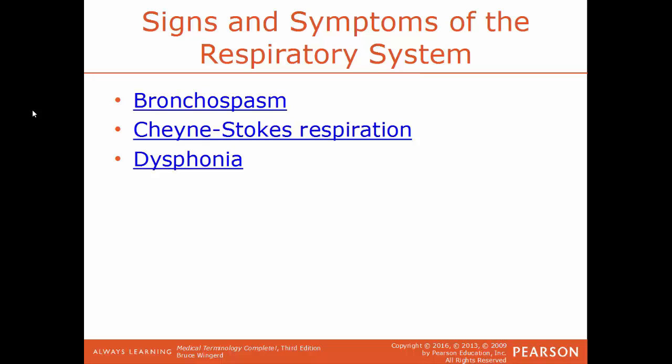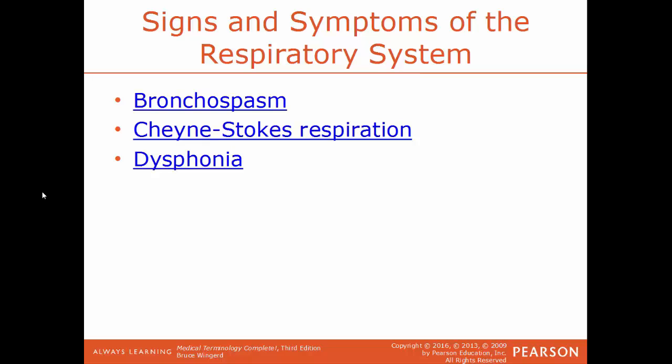Cheyne-Stokes respiration. This is a reference to a particular pattern of breathing. It's an abnormal pattern that includes your breathing that gets progressively deeper and deeper, and sometimes will get very, very rapid. Then there'll be a slow decrease, and then there'll be a stoppage of breathing. And this pattern will repeat itself over and over and over again.